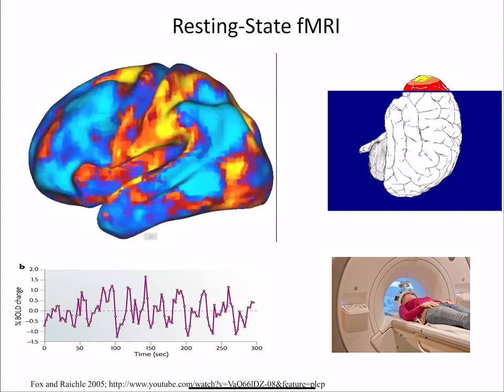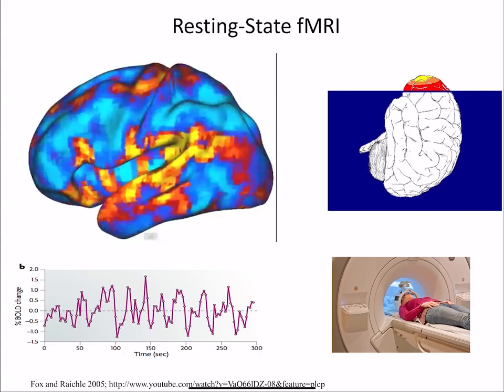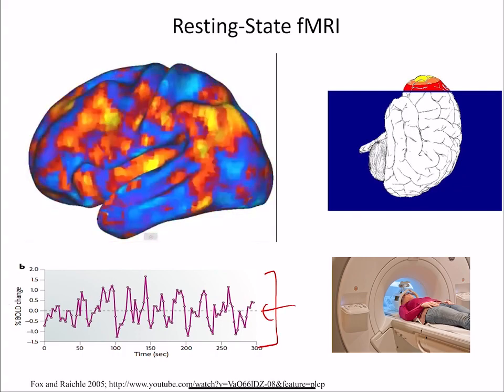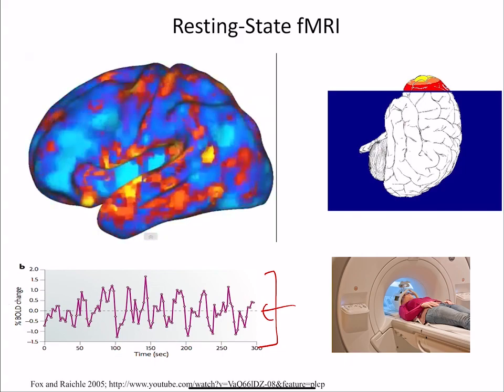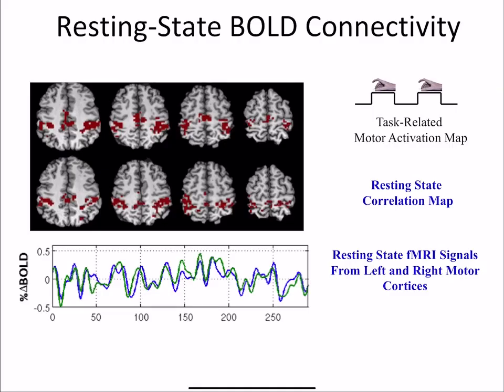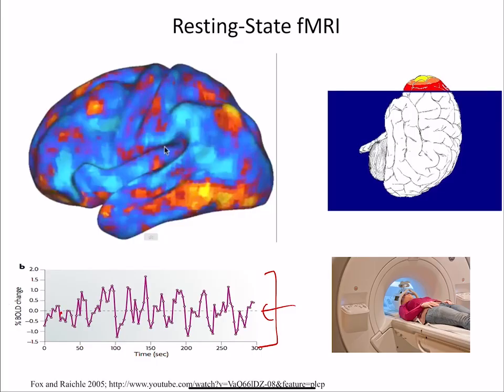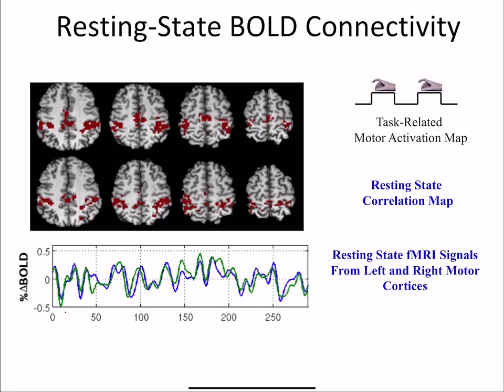And if you were to stay on any one part of the brain, what the signal might look like is pretty much noise. Okay? But it turns out it's not noise. It turns out that if I took the signal, for example, in green, let's say this is from the left motor cortex and the blue is from the right motor cortex, the signals from different areas of the brain are highly correlated even when you're just lying there supposedly doing nothing.